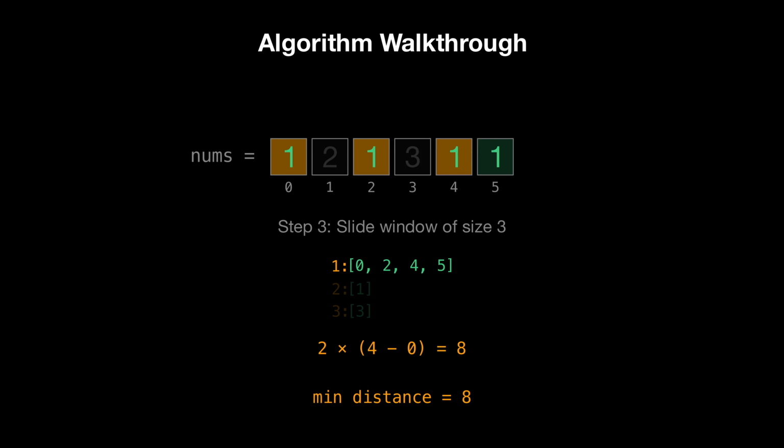Next, we slide the window forward to indices 2, 4, and 5. Their distance is 2 times 5 minus 2, which equals 6. That's less than 8, so we update our minimum to 6. And because there are no more windows to check, we can return 6 as our answer.